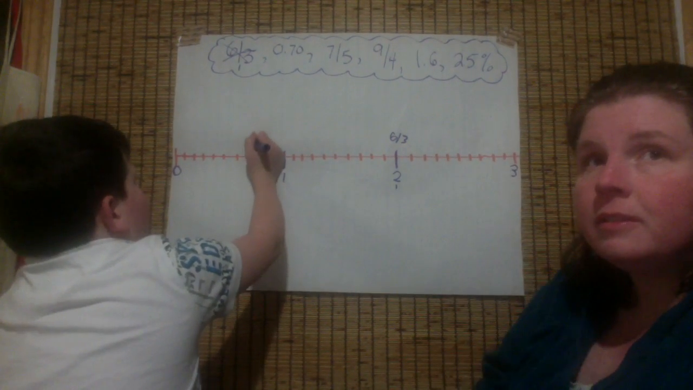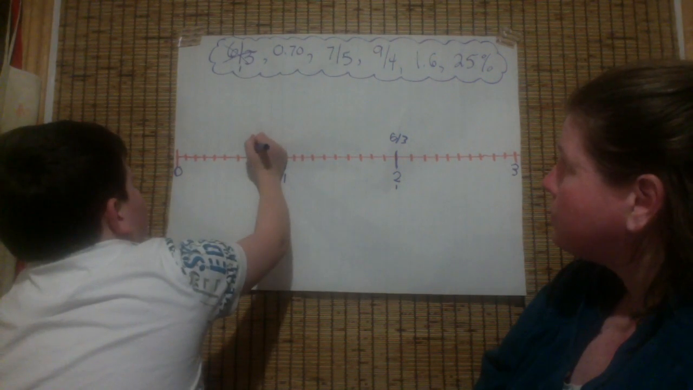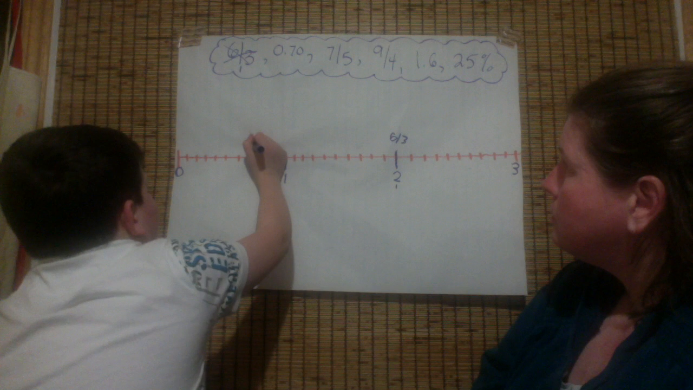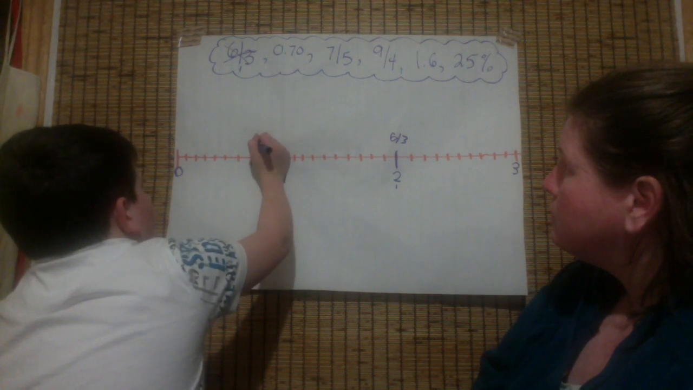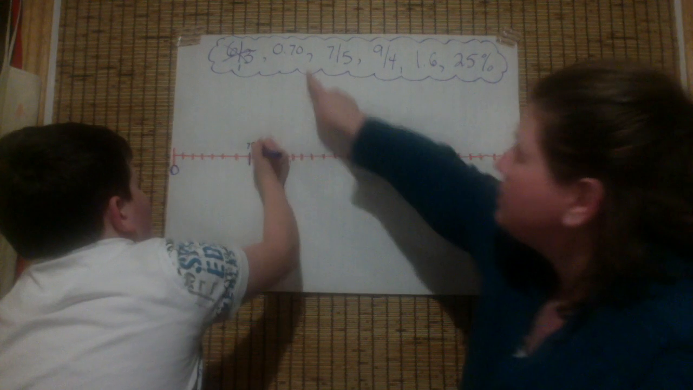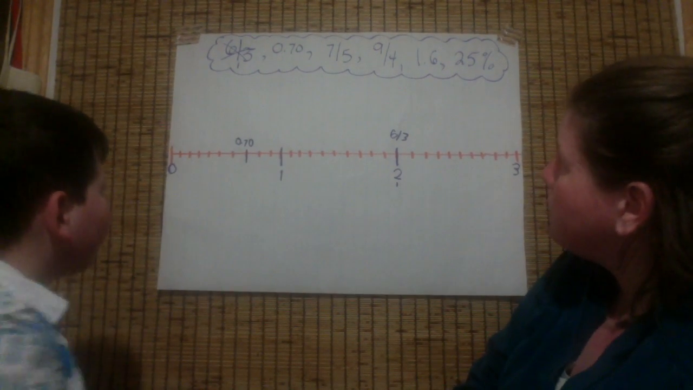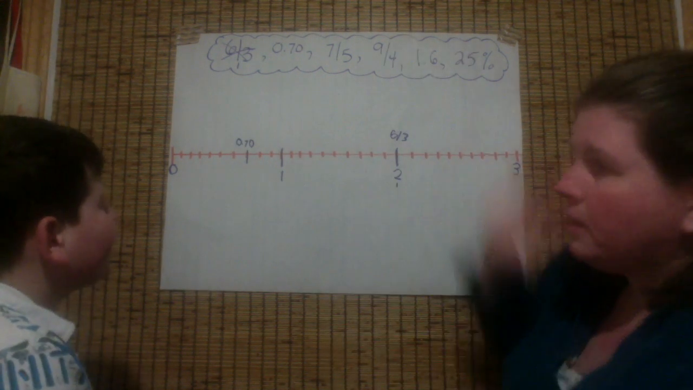I'm just going to write it. Can I draw like a line? Go ahead. 7. 10. Or 70. You can just use these numbers too, right? Yeah, good. Okay, great. Okay, so we can cross that one out of the cloud too.